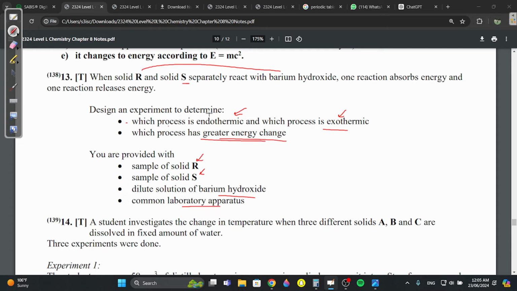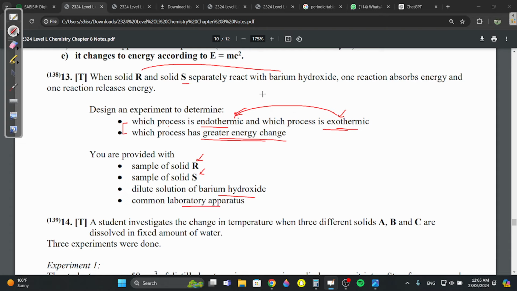When designing an experiment, you always look at what am I testing. Okay, that's the first thing I ask myself when I'm working with these questions. What am I testing for? So we have two things that we're testing. We're testing whether it's endo or exo. How do we know? You ask yourself, okay, you're testing for endo or exo. So how do I know? How would you test if something's endo or exo?